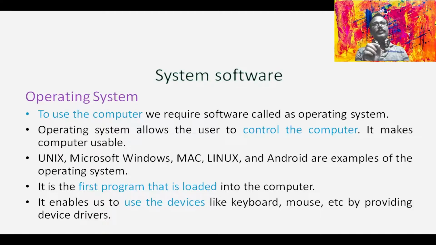The operating system allows the user to control the computer. Now, what is the computer? What are the components of a computer? There are different components of a computer, and all those components can be controlled by the operating system. So it makes the computer usable. Without an operating system, it is difficult to use the computer.